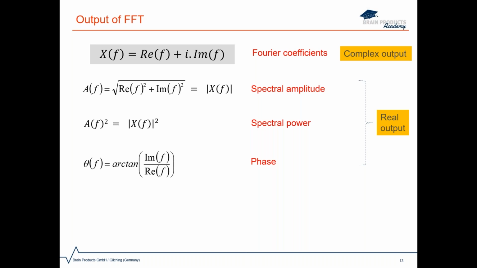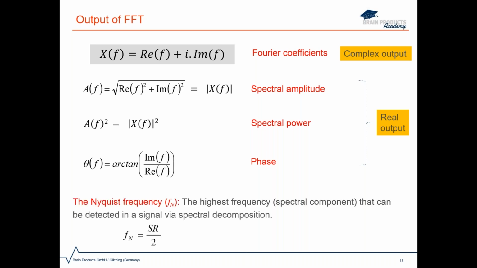Another important point of Fourier transform is that the frequency range that we can evaluate goes from 0 to half of the sampling rate, the so-called Nyquist frequency. For example, if we have a sampling rate of 512 Hz, we will be able to evaluate frequencies only up to the Nyquist frequency, which is from 0 to 256 Hz.